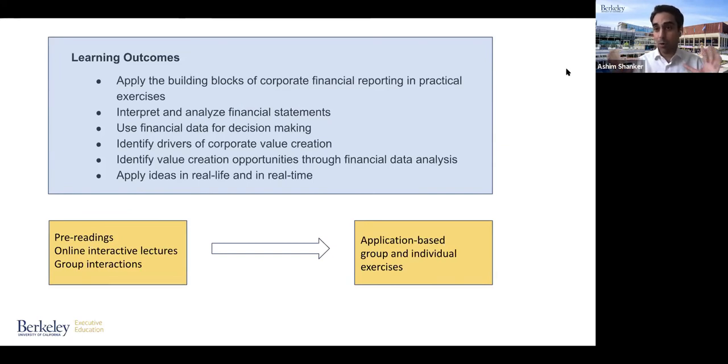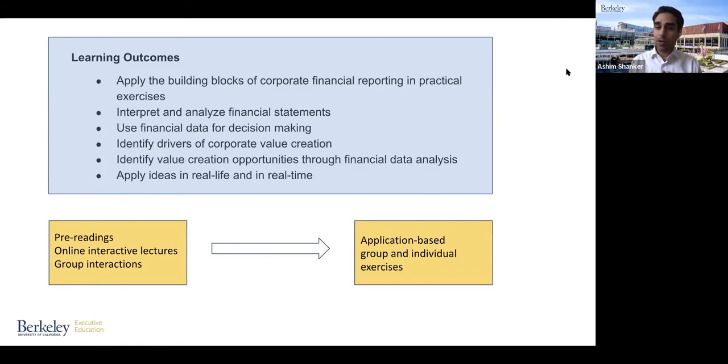You'll be able to interpret, and you'll have a bit more of a fine-tuned lens in analyzing financial statements. And I think critically for many of you, especially in these uncertain times, you're trying to understand how we use financial data in an agile way for decision making. That's something you'll really be able to engage with, and you'll identify the drivers for value creation. So you will have a chance to look at the drivers for value creation, look at opportunities, and also think practically about how to apply all of these in real time.